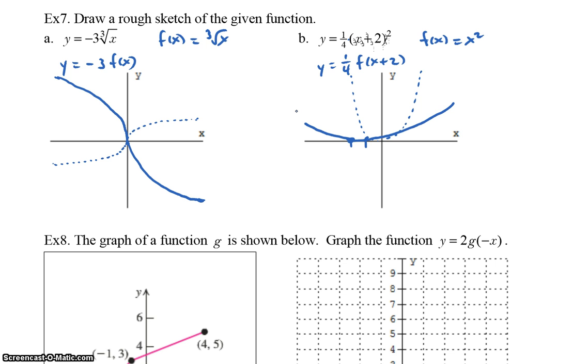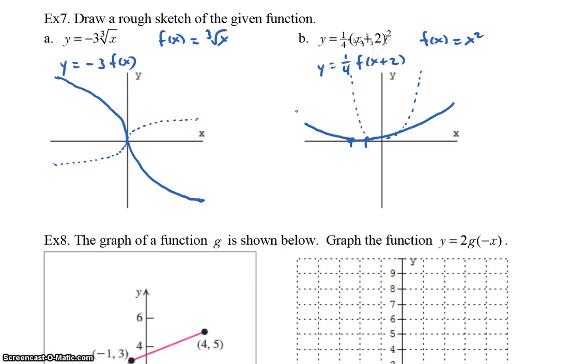So that's the vertical shrink factor of 1/4 coming into play. It's going to give you a much wider parabola. I may have exaggerated how wide it would get. I'm just guessing. But it gives you a general idea of what the graph's going to look like.